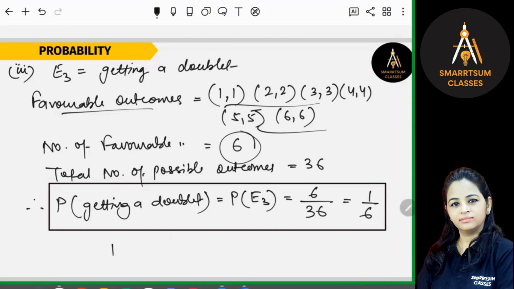Why? Because we know that probability is the number of favorable outcomes divided by the total number of possible outcomes for that random experiment. So this is the theoretical probability. It is very important to identify the event correctly. Is that clear? Then only you will be able to get your answer correctly. Is that clear? Yes.